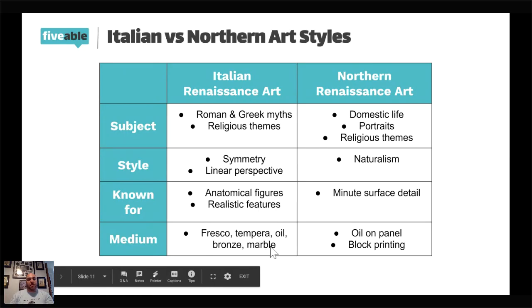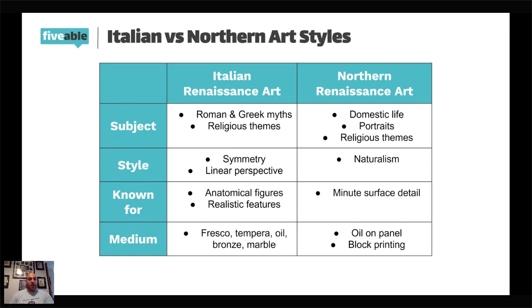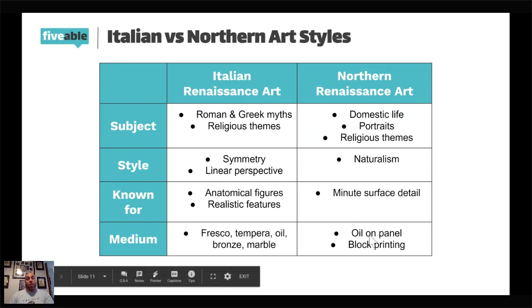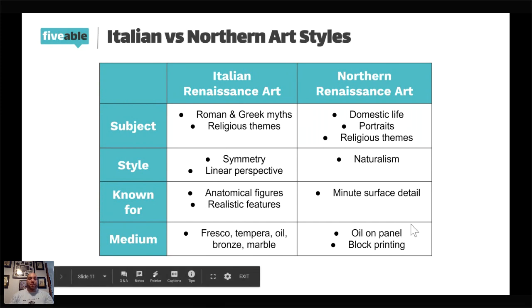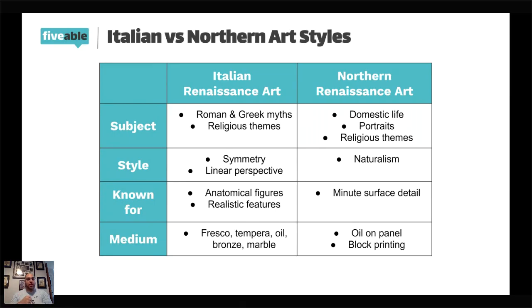styles. The Northern Renaissance didn't really use a lot of metalworking or sculpting through marble because it would have been way too expensive to get the materials because it's not naturally occurring up there. So what they used is oil on panel. Panel usually means wood instead of canvas. And they also used block printing, where they would cut the picture into the wood print, and then they would print it using the ink from the printing press.